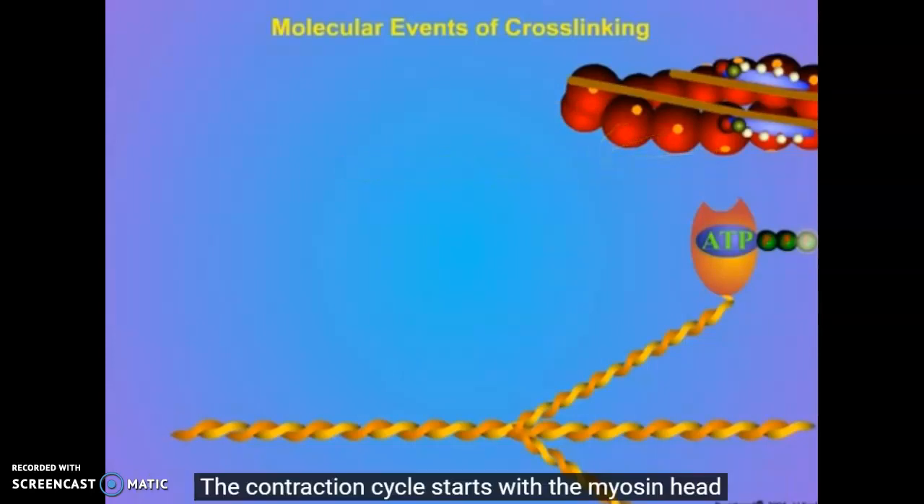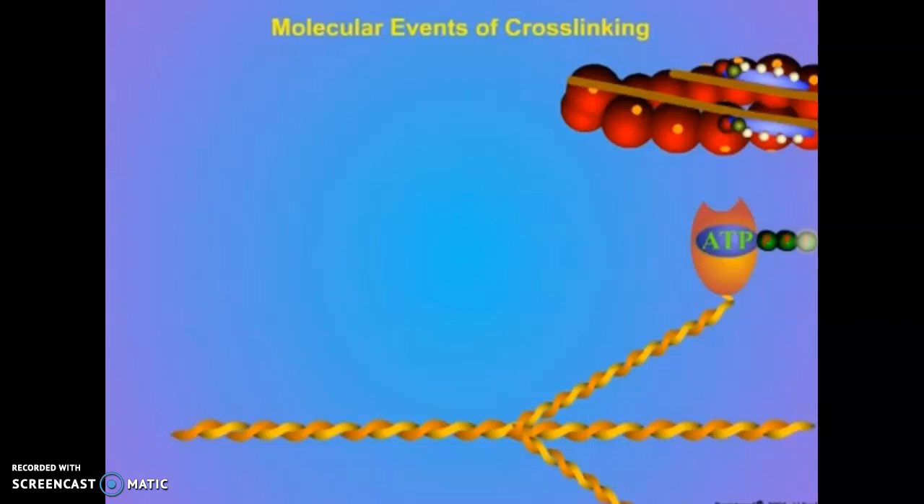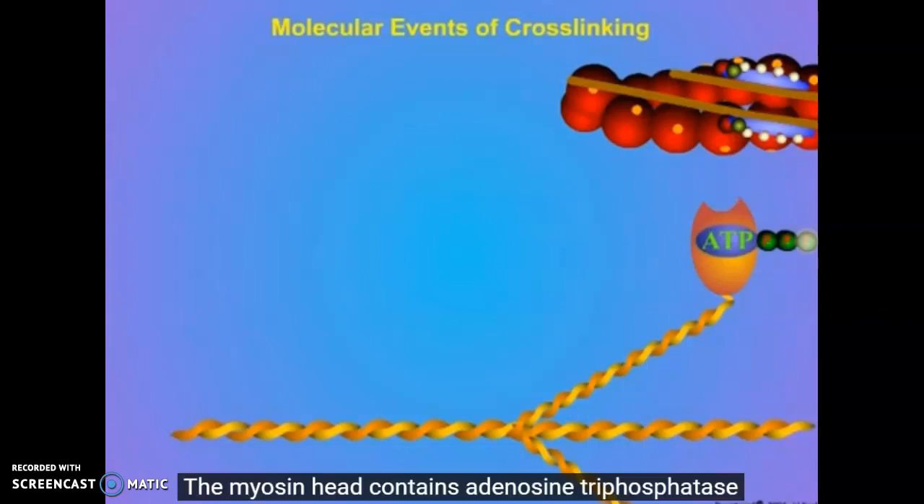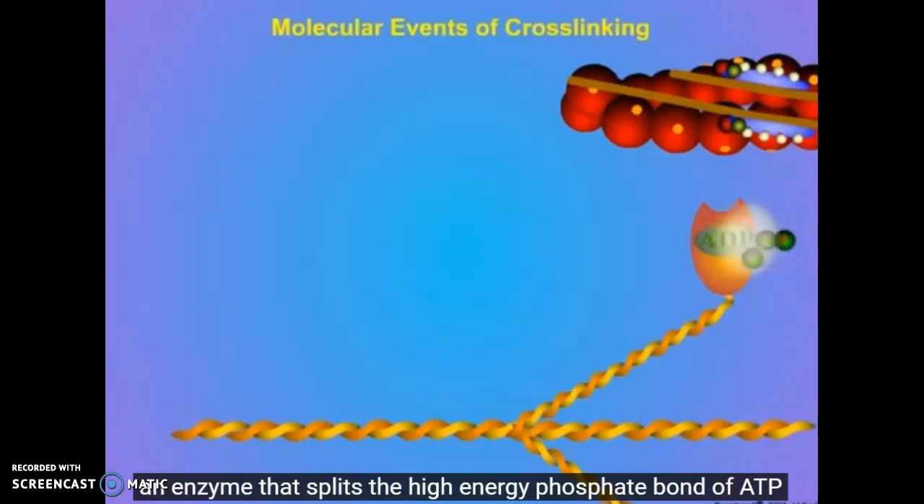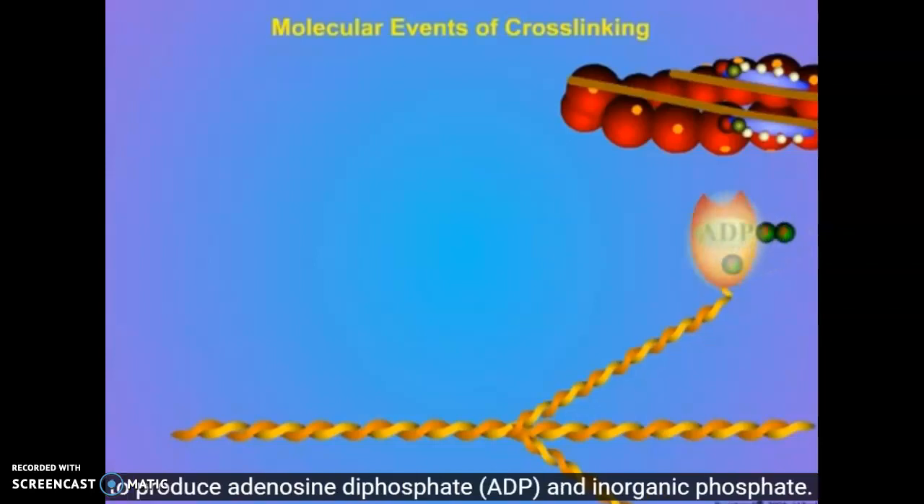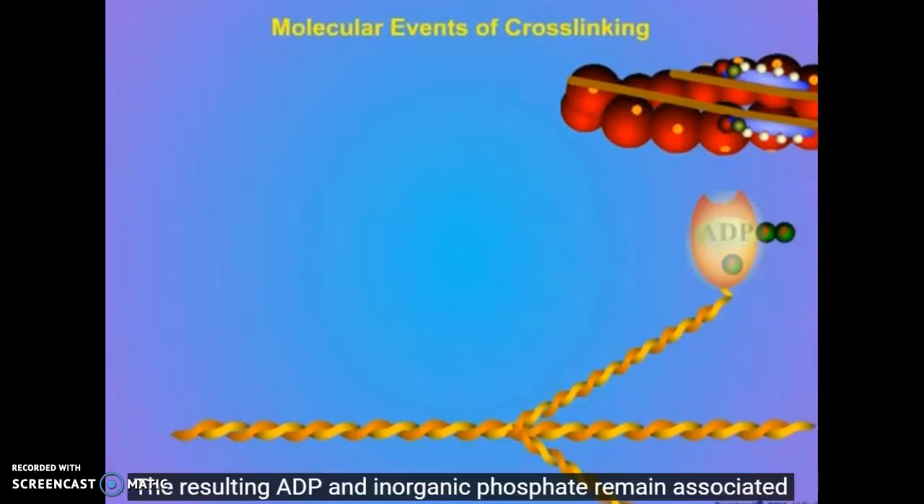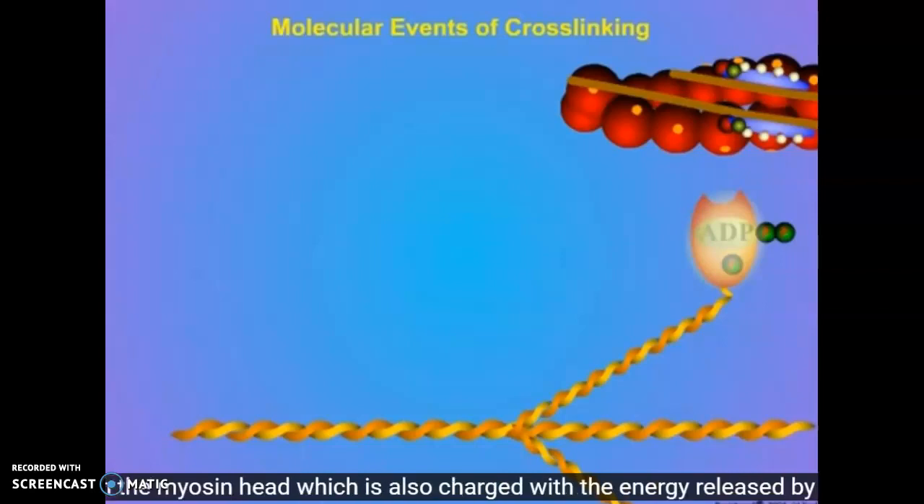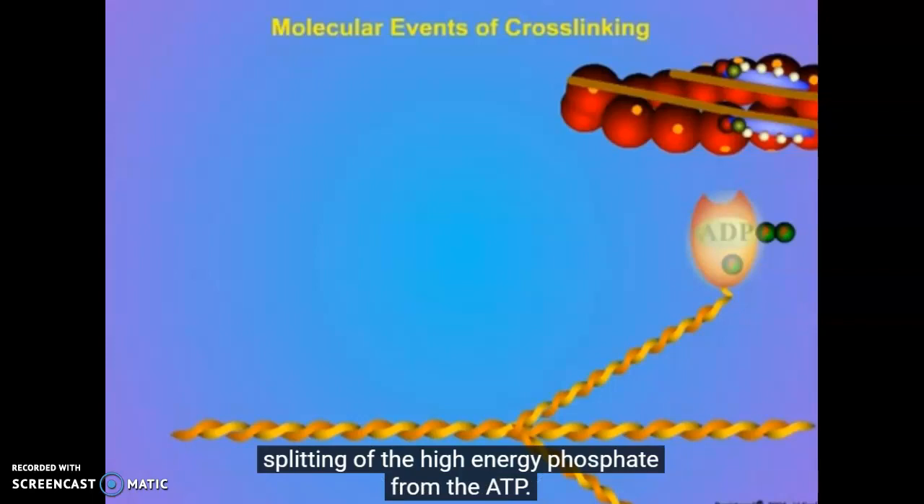The contraction cycle starts with the myosin head bound to adenosine triphosphate, ATP. The myosin head contains adenosine triphosphatase, an enzyme that splits the high-energy phosphate bond of ATP to produce adenosine diphosphate, ADP, and inorganic phosphate. The resulting ADP and inorganic phosphate remain associated with the myosin head, which is also charged with the energy released by the splitting of the high-energy phosphate from the ATP.